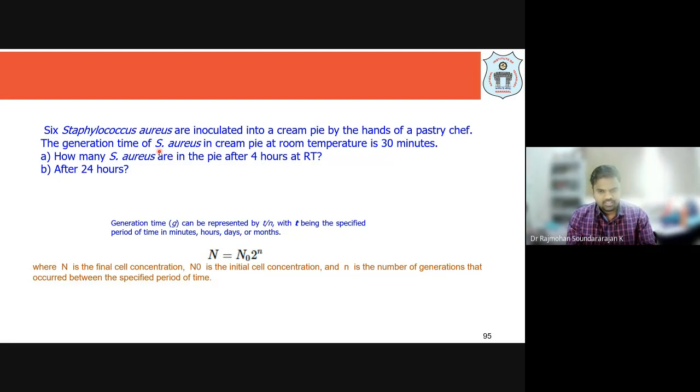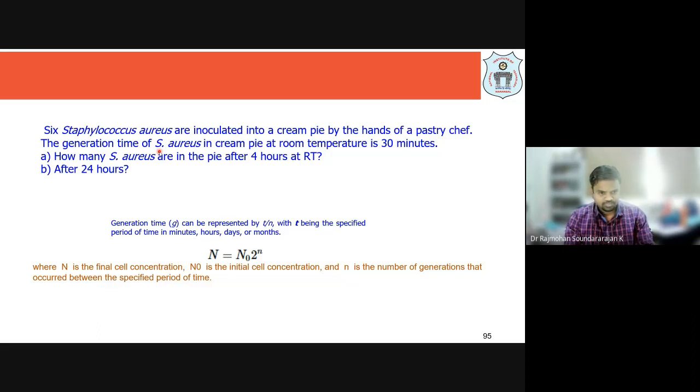Remember, one value is given in 30 minutes, another in hours. So 30 minutes is 0.5 hours. So 0.5 hours is the generation time, and time is 4 hours. So what is the number of microorganisms? You can calculate n equals T by G. T is given as 4 hours, generation time is 0.5. So that will be your answer.